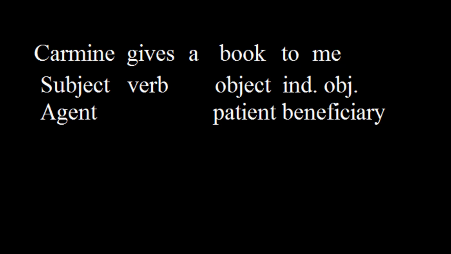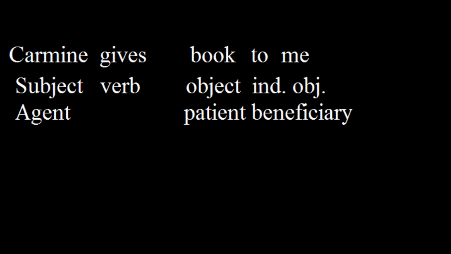So let's look at another sentence here. Carmine gives a book to me. So let's line up and see the grammatical terms lining up with the underlying characters. Carmine is the subject, he's also the agent, the verb is gives, a book is the object, it's also the patient. To me, we call that indirect object. It's a beneficiary. Now let's get rid of that article, a. We don't need it. It's not important.